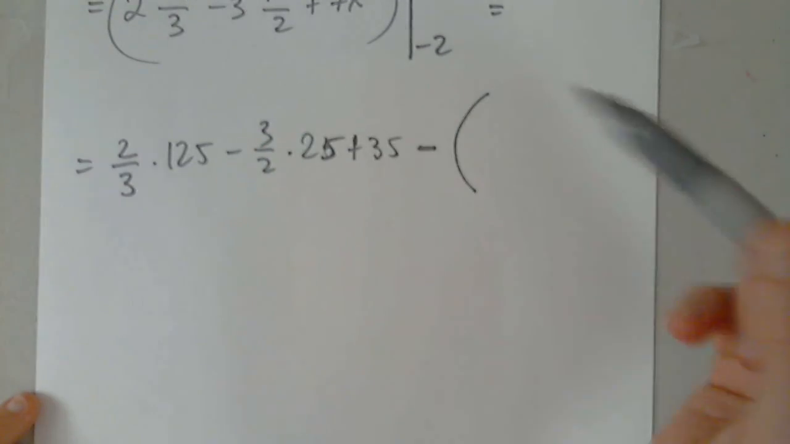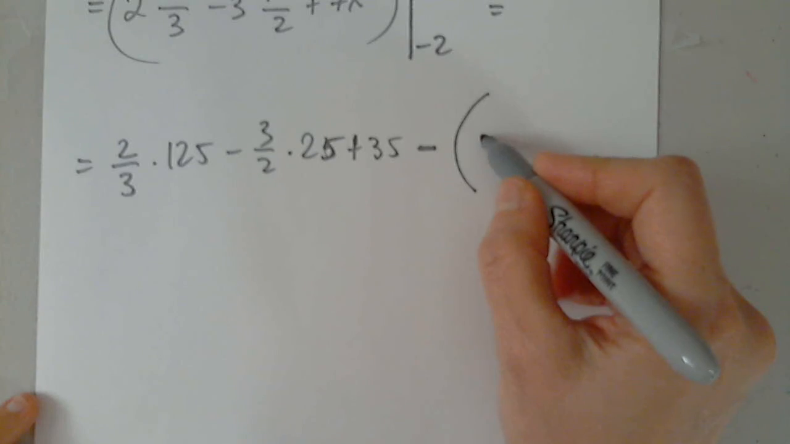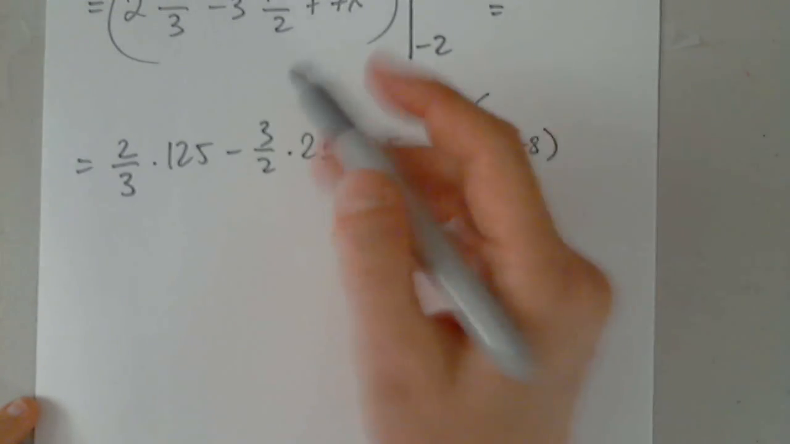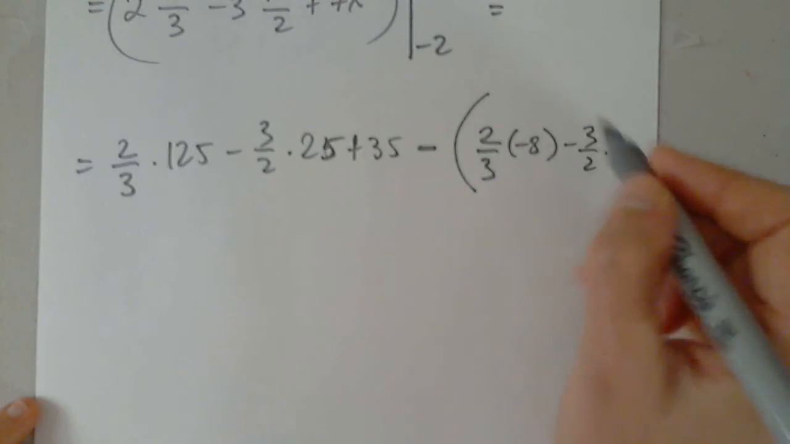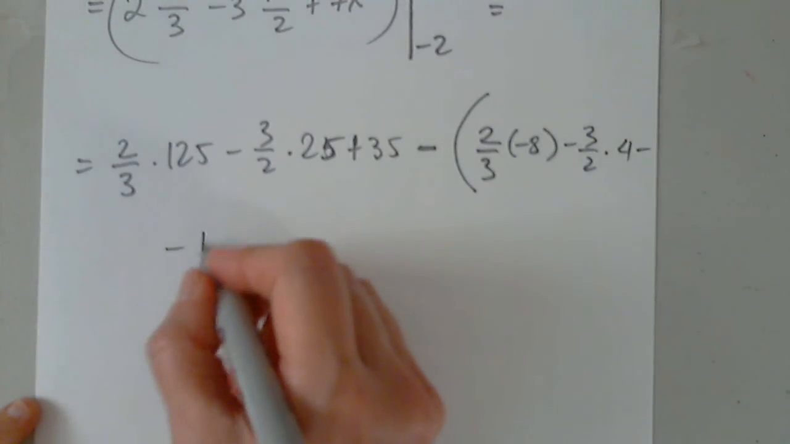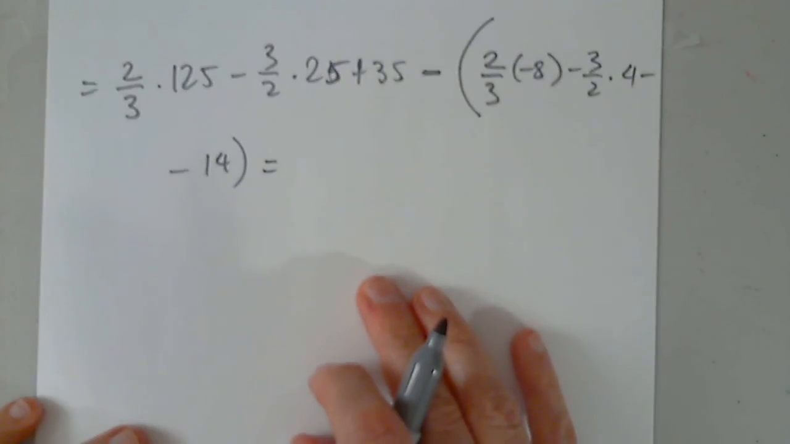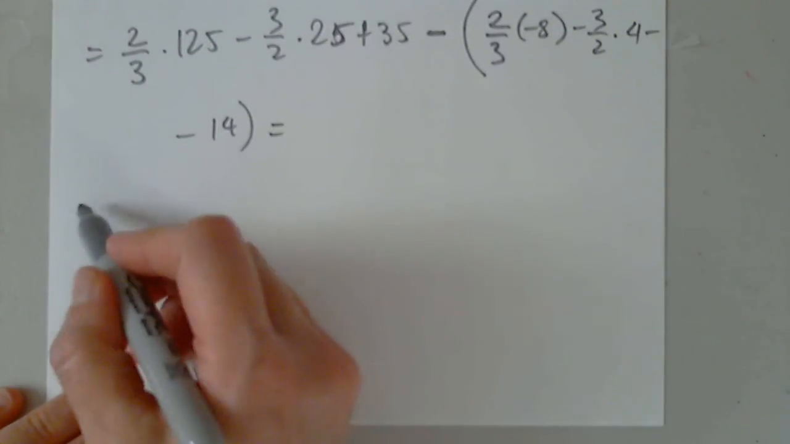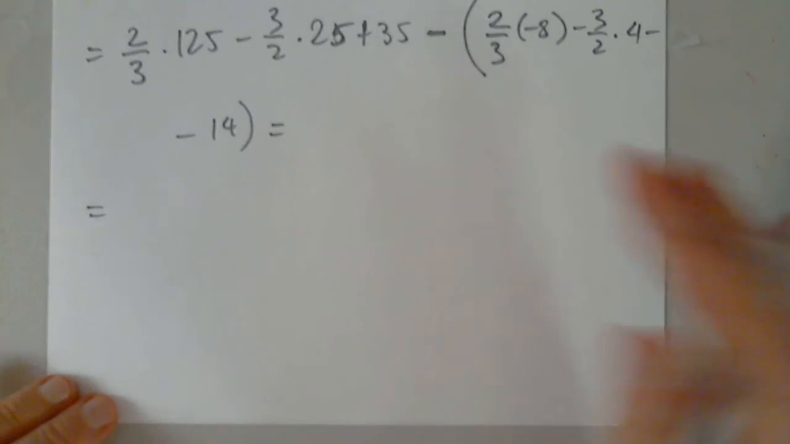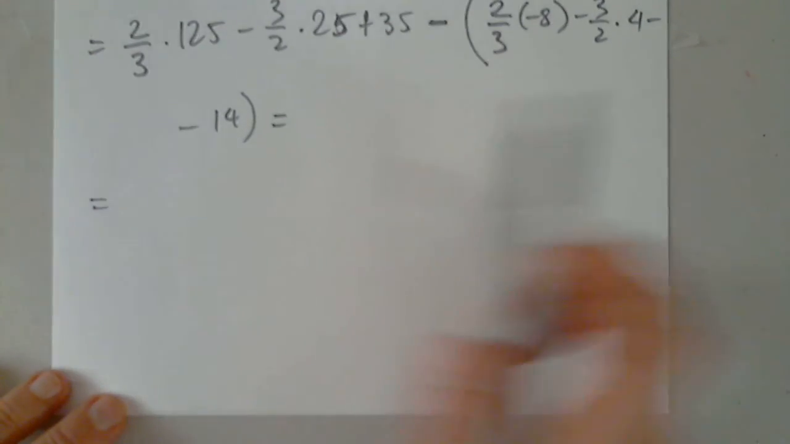I plug in -2. So I have 2/3, but times -8. And then minus 3/2 and times 4. And finally, minus 14. It's an ugly calculation. Let's see. I don't want to hold you. I'm just going to stop in a couple of minutes, whatever I can do here.